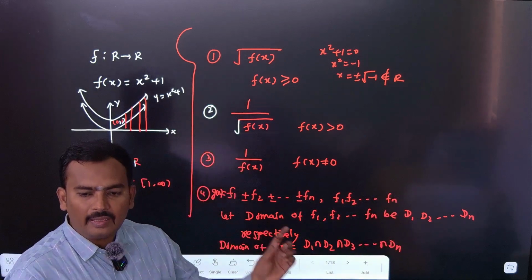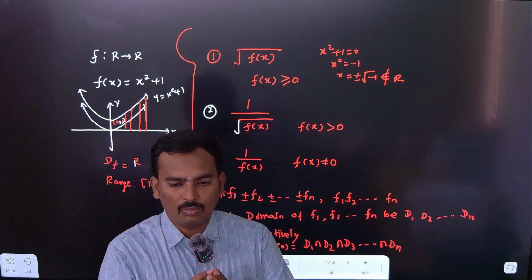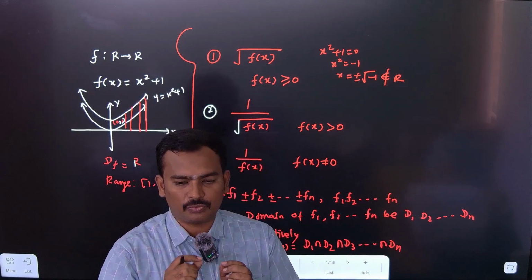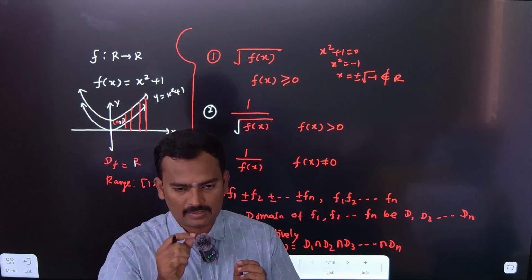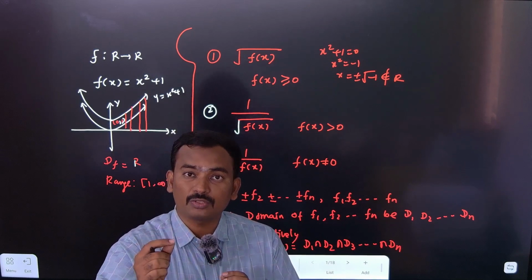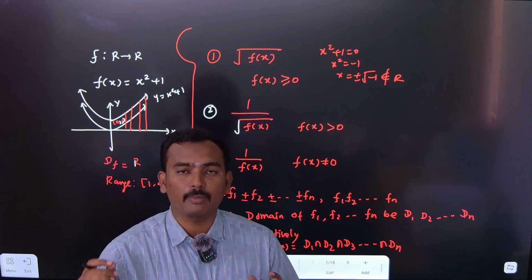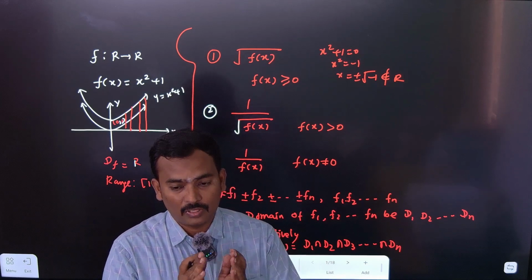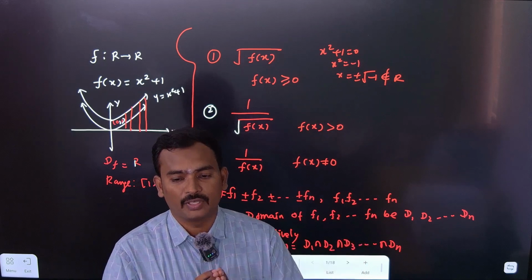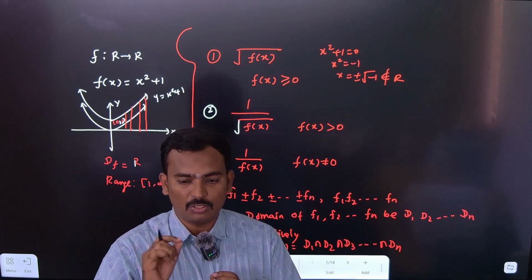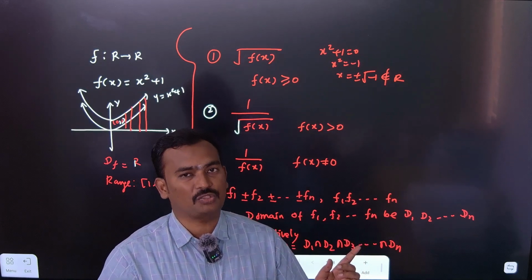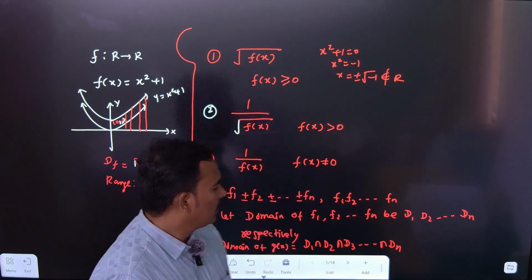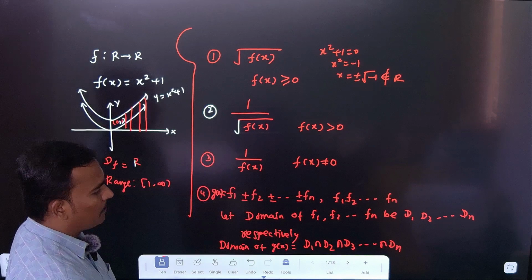Suppose there are n functions. How do we find the domain of their product? Suppose each function has a domain: f1 has domain d1, f2 has domain d2, and so on, fn has domain dn. How do we find the domain of the product of all n functions? Just take the individual domains and then take the intersection of all of them; that is the resultant domain. Okay, and addition and subtraction are also the same.